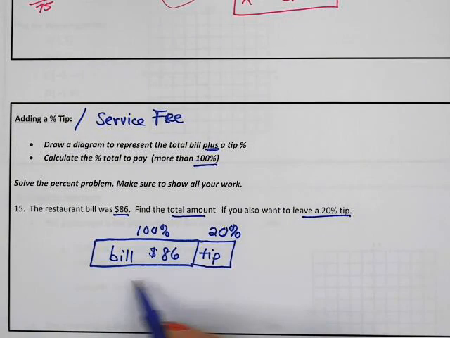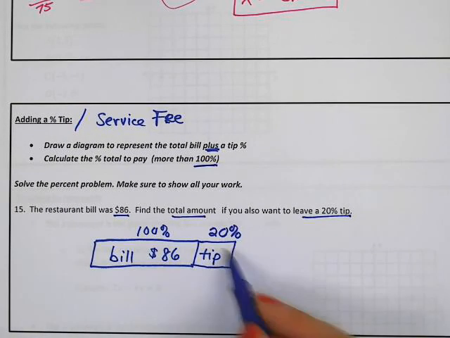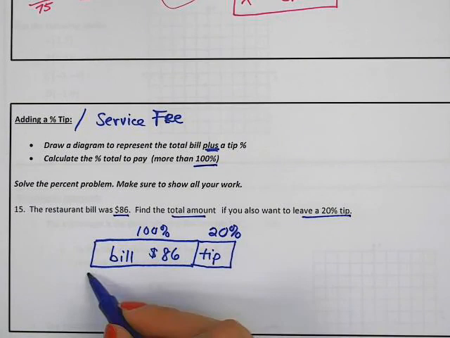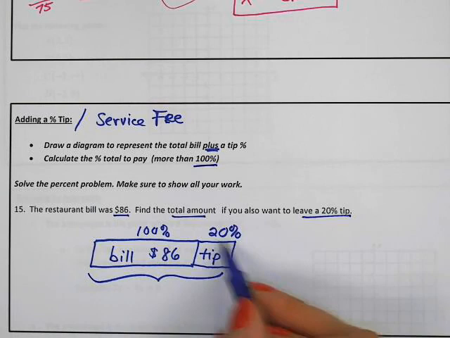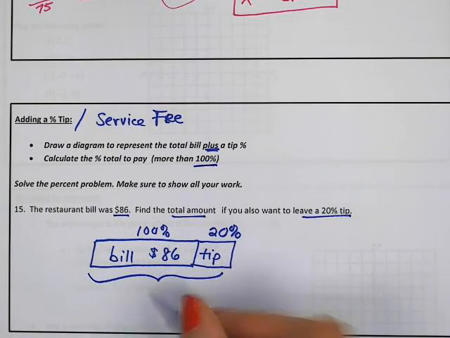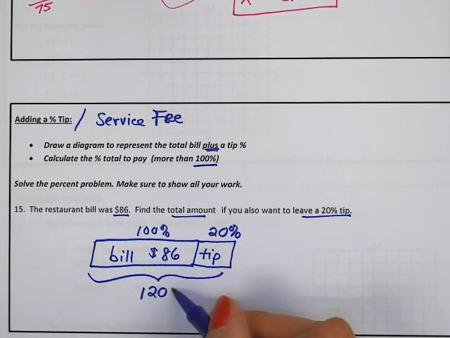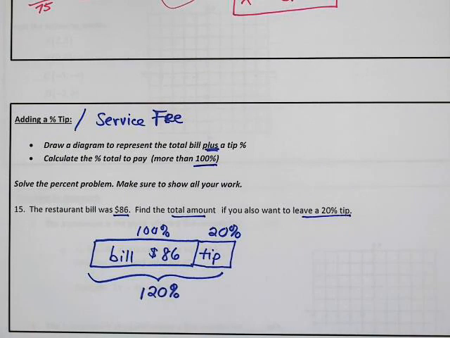So are you going to pay for the bill? Yes. And you're going to pay the tip. So how much do you pay? Do you pay 100% or 20%? You pay all of that. You're going to pay 120%. So when you add on a tip, the bill goes higher.